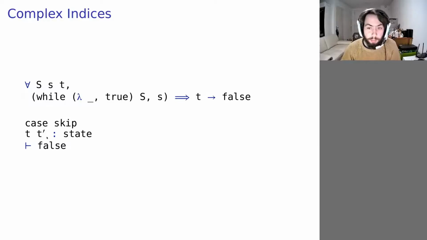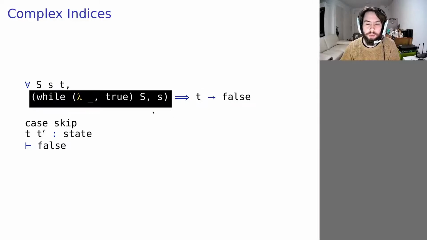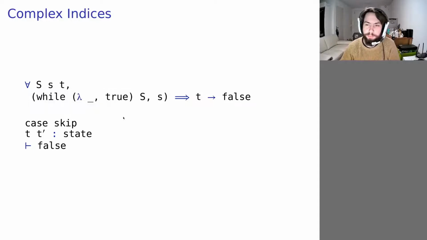Why did this happen? Well, the problem has to do with so-called complex indices. We call a term complex if it is not merely a variable. So t here is not complex, it's just a variable, but this thing here, this tuple, is complex. It is not just a variable. And the problem comes when we have such complex terms in index positions.